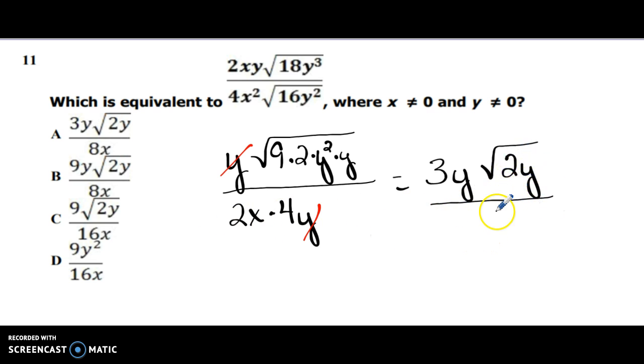All over 2 times 4 is 8. And we have an x left in the denominator. We can't simplify anything else, so this is our answer.